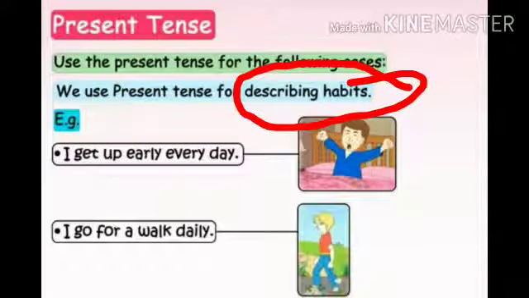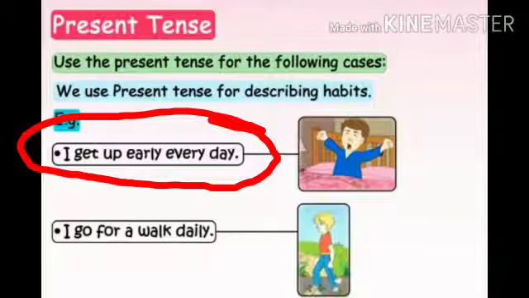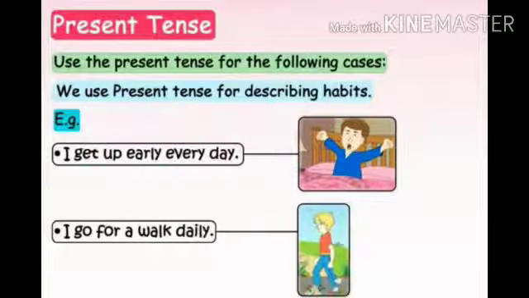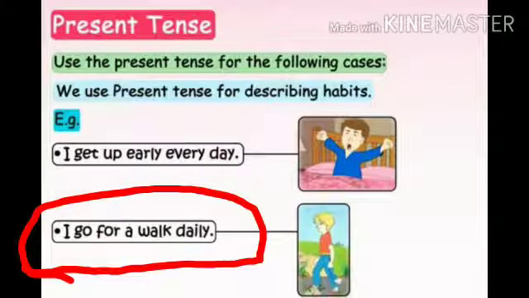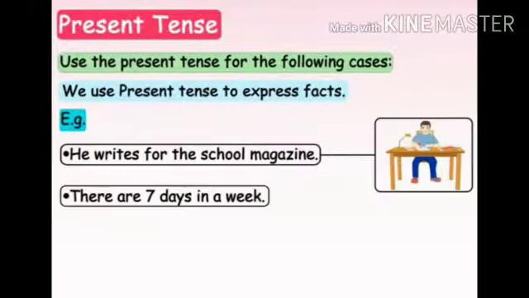We use present tense to describe habits. Example, I get up early every day. What is this? This is my habit. I go for a walk daily. Now again, going for a walk daily is my habit. So these are in the present tense.